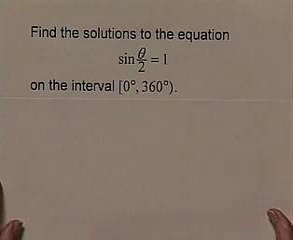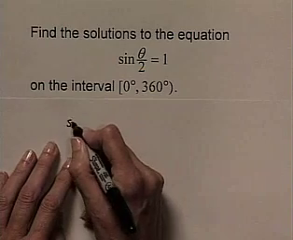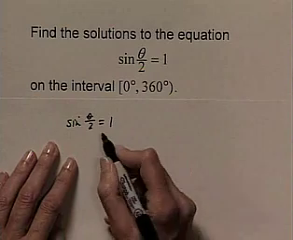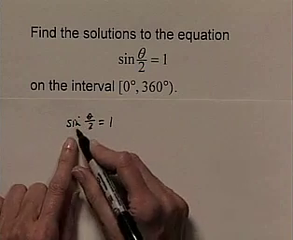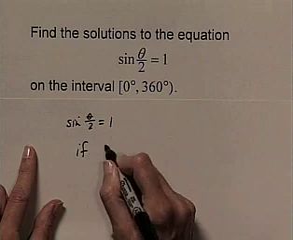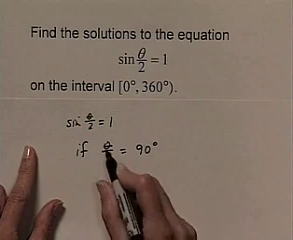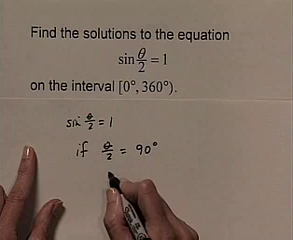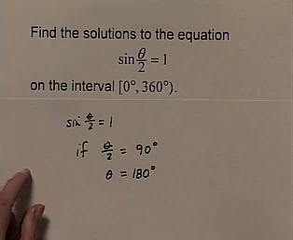In order to do so, what I want to start off with is thinking about the following. If we know that the sine of theta over 2 is equal to 1, then since we're familiar with our sine graph, we know that this value of sine is equal to 1 when the angle that we're working with, in this case theta over 2, is equal to 90 degrees. Now, if theta over 2 is equal to 90 degrees, then multiplying both sides of this equation by 2 gives us that theta must be equal to 180 degrees.